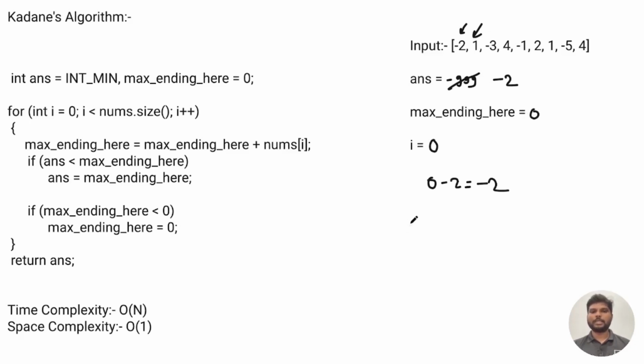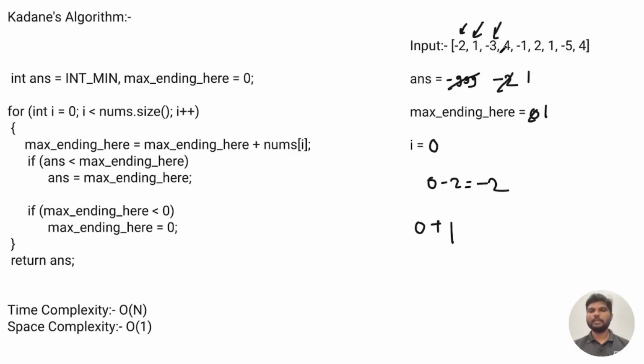Again we calculate max ending here, so currently it is 0 plus nums of I. Nums of I is 1. Okay, then we check if answer is less than max ending here. Answer is -2 and max ending here is now 1, right? Then we assign answer equal to max ending here, so answer becomes 1. Okay, and then we check if max ending here is less than 0. Well, that's not the case. Then we move on to the next iteration.